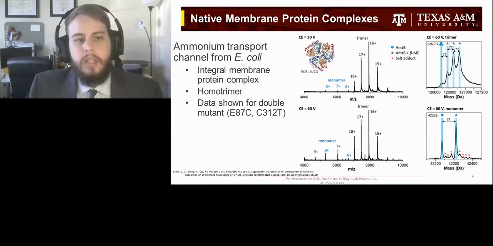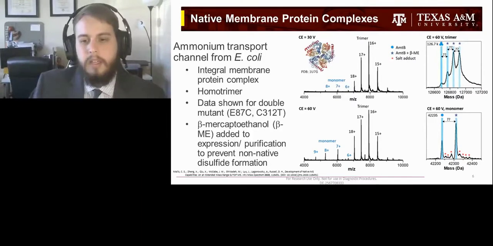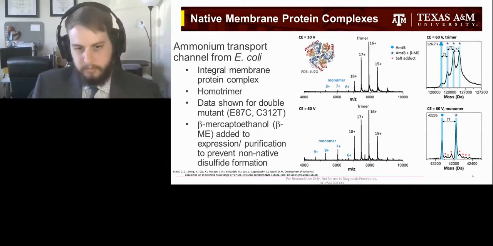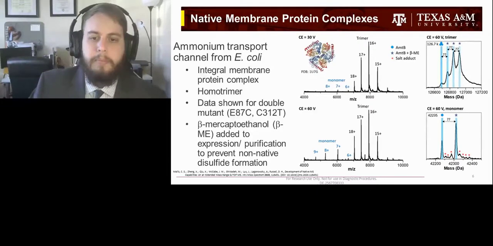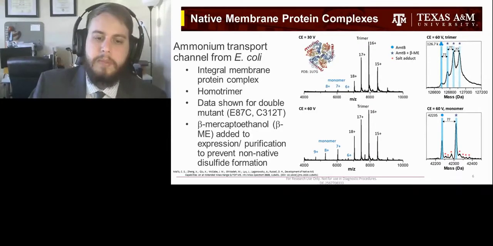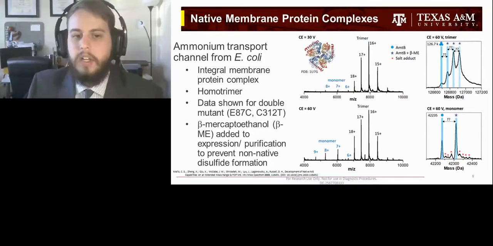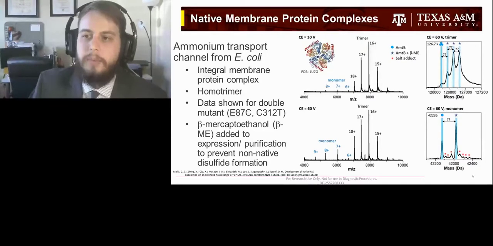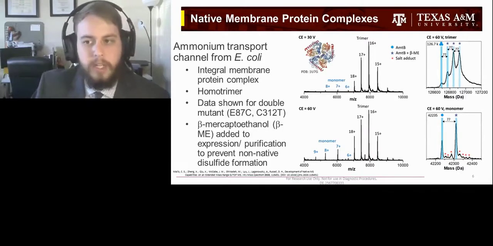in monomeric units. And what we've attributed these to is beta mercaptoethanol adducts bound to the intact complex, or one bound to each of the monomers, as BME was added to the expression purification protocol to prevent non-native disulfide formation of this cysteine mutant. And this is a really good example, I think, of being able to identify these low molecular weight adducts. We're looking at 77 Dalton shifts on a protein complex whose intact molecular weight is somewhere around 127 kilodaltons.